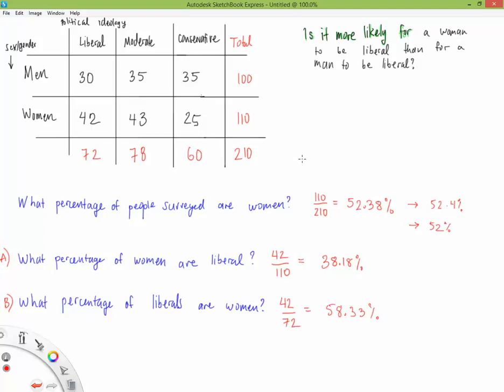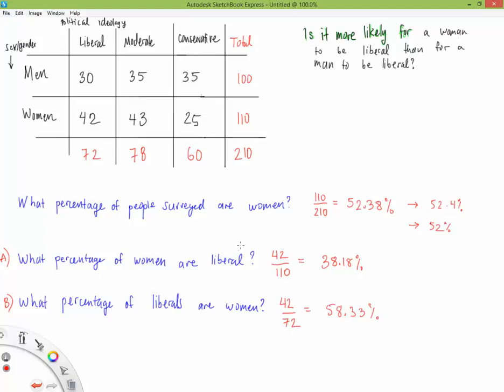So what do we think? A or B? B. How likely is it for a woman? Basically, what is the probability, or what is the percentage of women that are liberal? If we pick a woman, how likely is it for a woman to be liberal? If I say, here's a woman, what's the probability that she is liberal? That is going to be answered by this question: what percentage of women are liberal? Because it's not, is she a woman or not? We know she's a woman. We want to know, is she liberal or not?